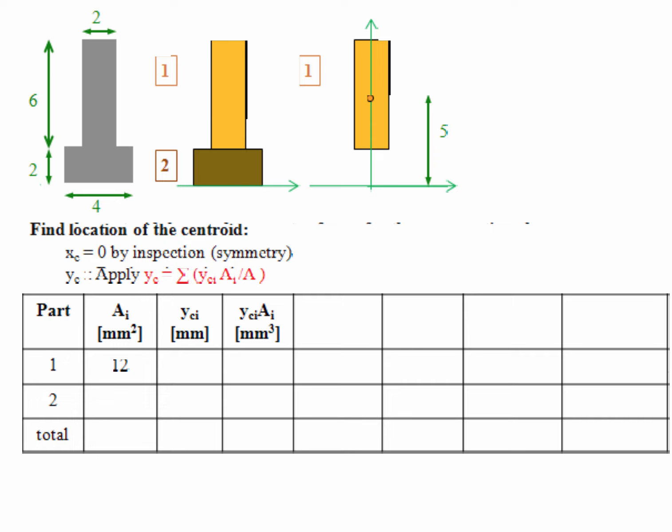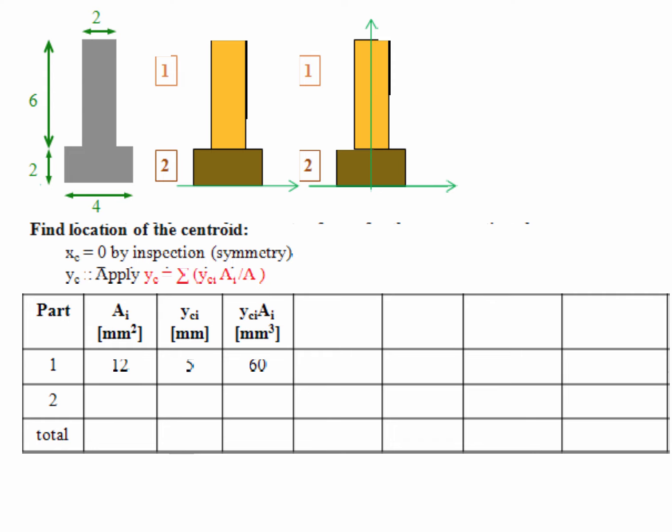Here is its centroid. Notice its y position relative to the baseline horizontal axis at the bottom. So we record 5 millimeters as the y position of the centroid of area 1. And then find the product of centroid position and area.